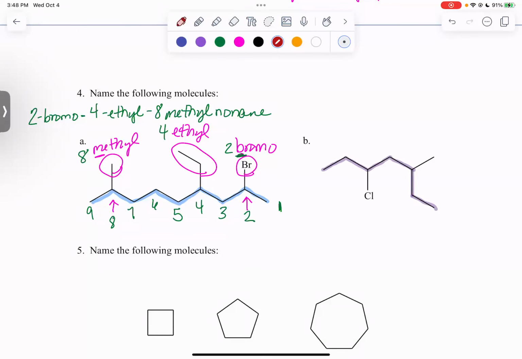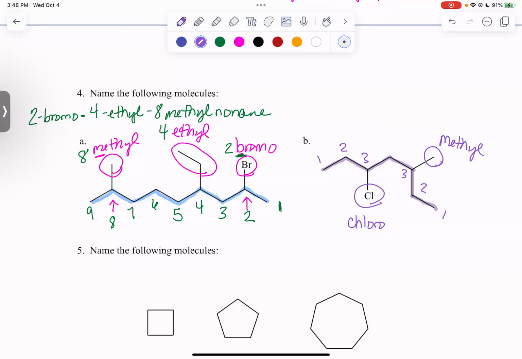That's my parent chain. So I'm going to number them. But what direction do I want to number in? That depends. I have a chloro and I have a methyl. The chloro is 3 away, 1, 2, 3 away. This one is 1, 2, 3 away. They're both 3 away from an end.